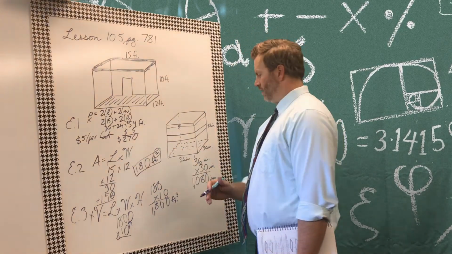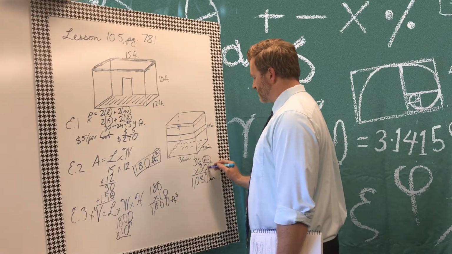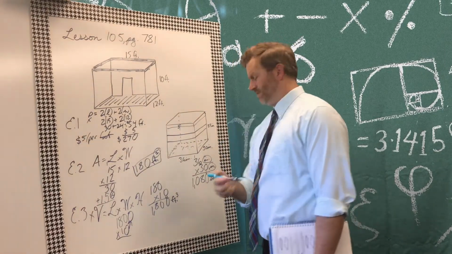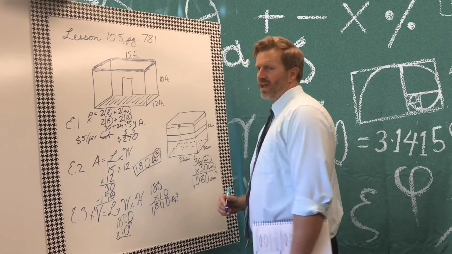Look what we did when we did area. We squared it because we only multiplied it. How many times do we see inches? We see it 2 times. So that means we're going to square our answer.